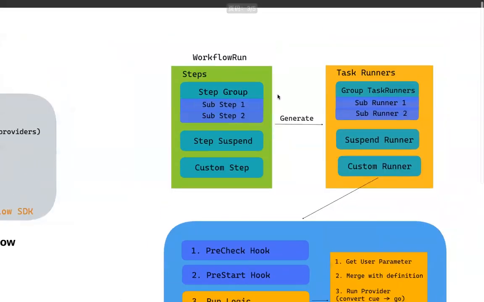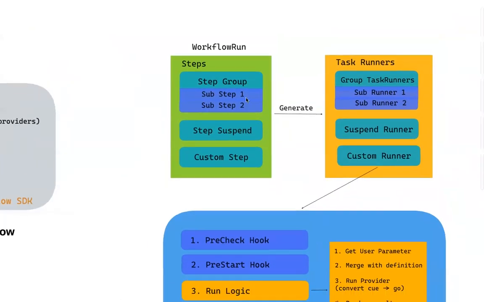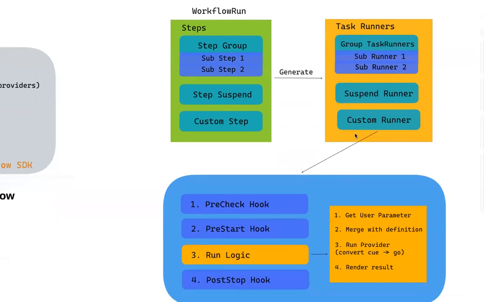And on the right of this picture, that's what we do in workflow run. In workflow steps, we're gonna have three general steps. The first is step group, in which we can have some sub-steps. Second is a suspend step. And third, the most commonly used, the custom steps. It can have custom definitions, which are written in Q. And these three types of steps can generate some task runners.